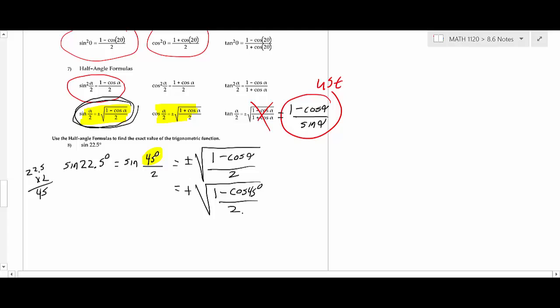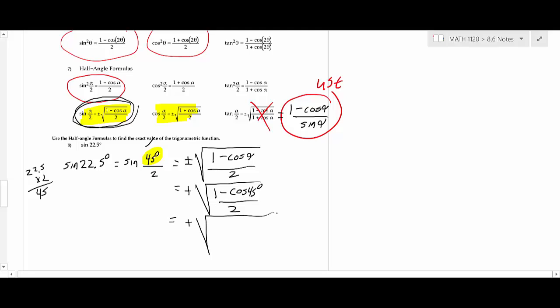Now you've got everything you know. You know what the cosine of 45 is. The rest of this is some algebra and basic arithmetic. Does that make sense to everybody? The most common mistake that students make is they want to put 22.5 there, and you want to put 45 in there. That's what the identity tells you to do.